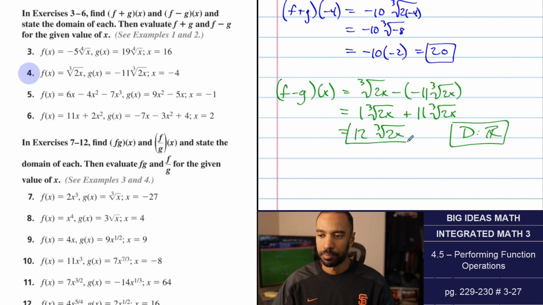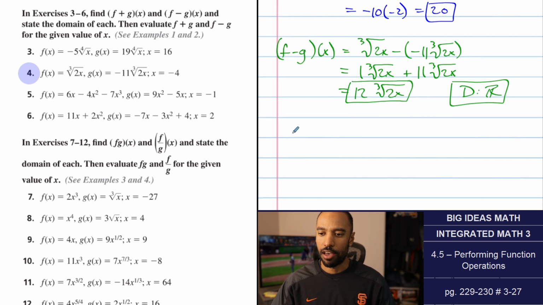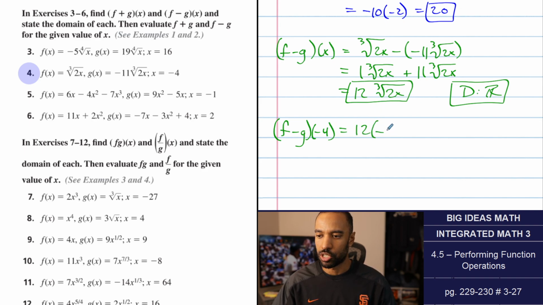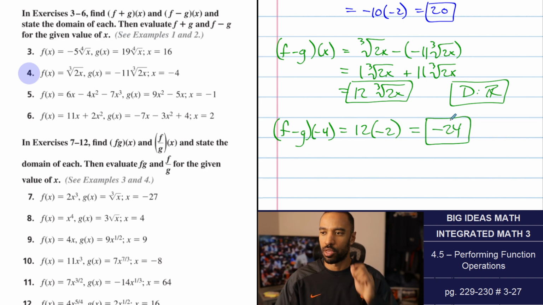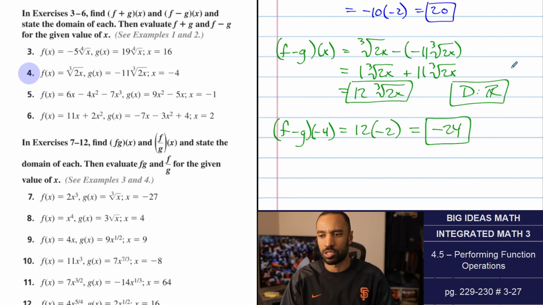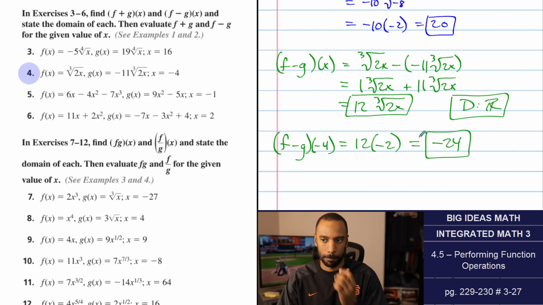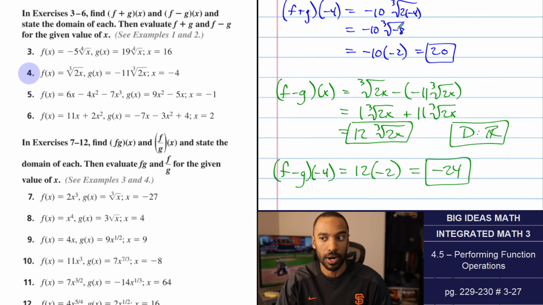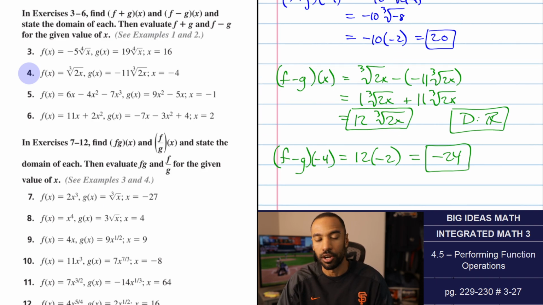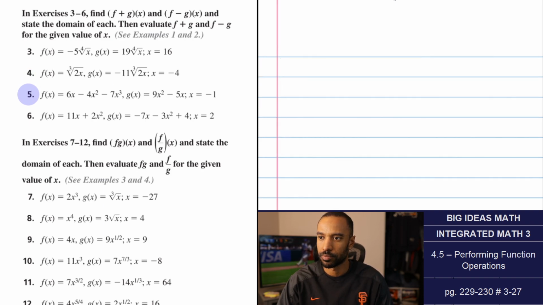Now let's do f minus g of negative 4, where we substitute negative 4 in there. Remember, that's still going to be the same negative 8 that we had. 12 times the cube root of negative 8 is 12 times negative 2, so negative 24. I'll speed up on some of those after we do one and then the other. As long as you saw what I did the first time, it's still the same inner function. That's not going to be the same for each problem. These were just radicals, and the next two are polynomials.